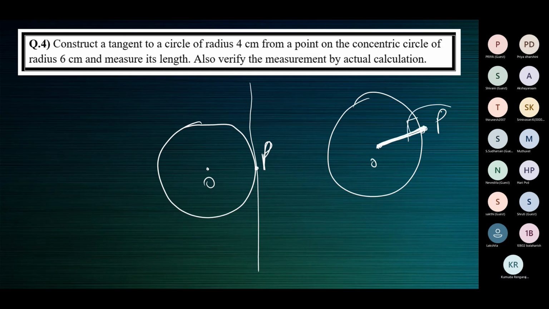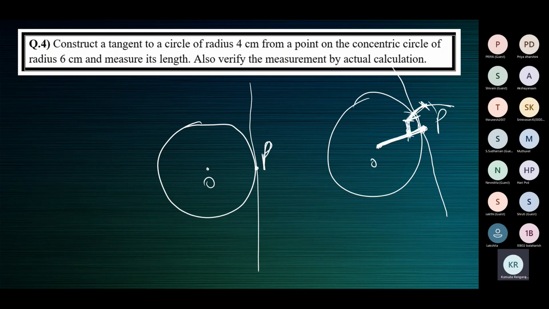From P, draw an arc. With P as center, draw this arc. Then with the same radius and this one as center, one arc. And with this as center, another arc. The arc cannot come here. The arc will come somewhere here like this. Then the other arc. Now bisect these two. So you will get 90 degrees here like this. And produce it.